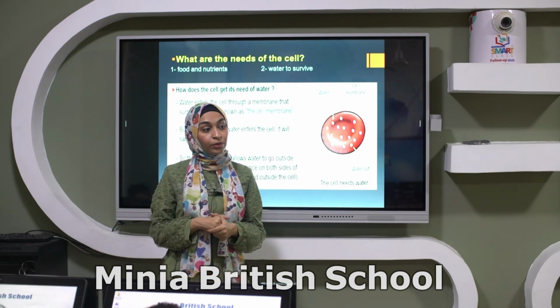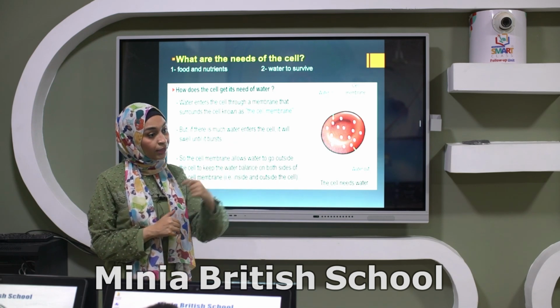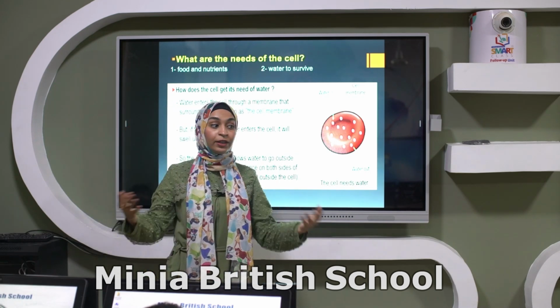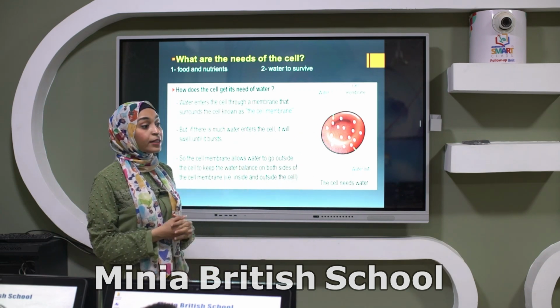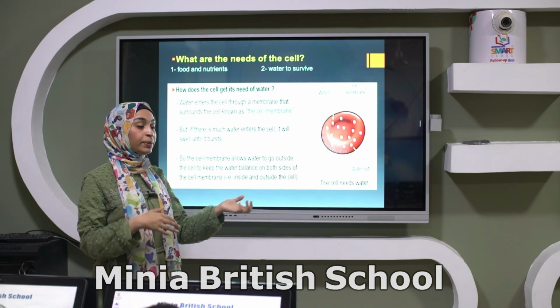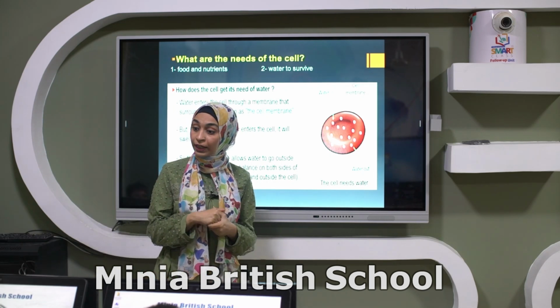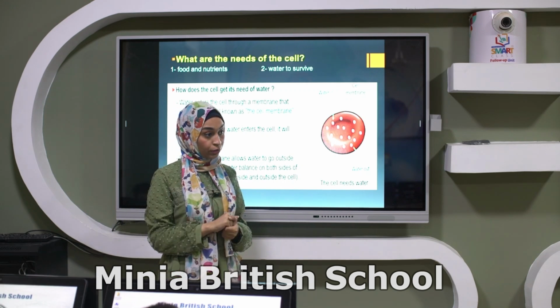Some organisms can consist of only one cell, like the bacteria, and others consist of many cells, like humans, animals, and plants. Cells are different in their shapes, their sizes, and also in their functions. So each cell has its own size and also its own function.